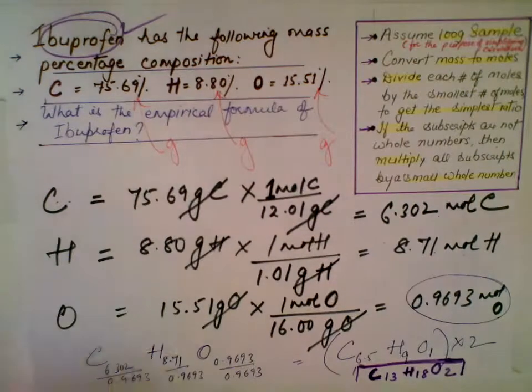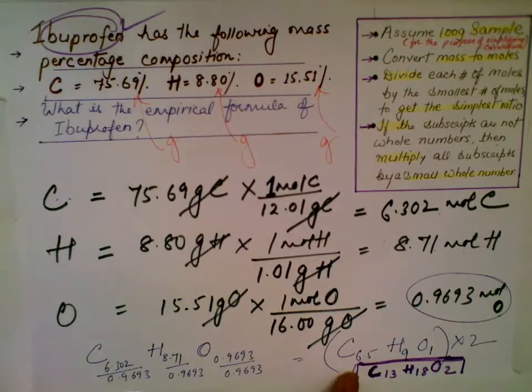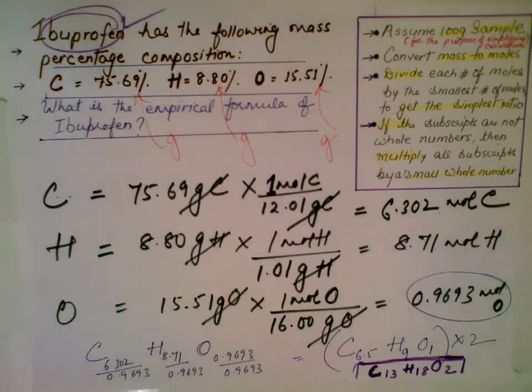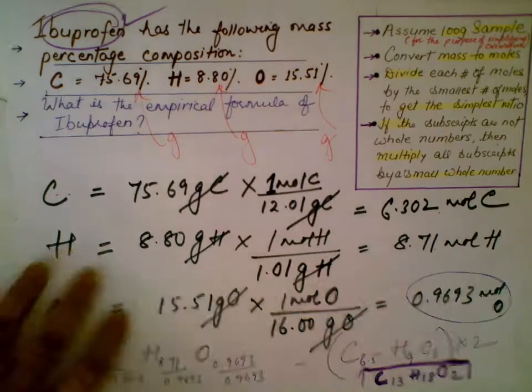Okay guys? Alright. So how can you tell this is the empirical formula? Because there are no more factors for all these 3 subscripts. You can't reduce them further. That's how you know. I want you to try this problem on your own.